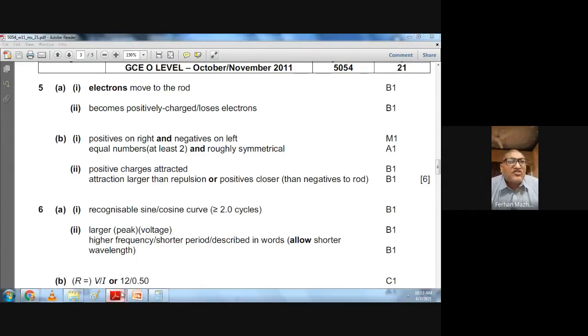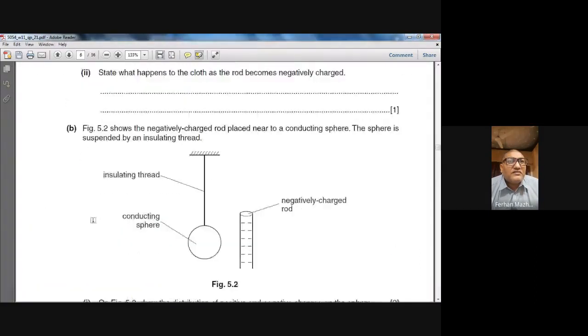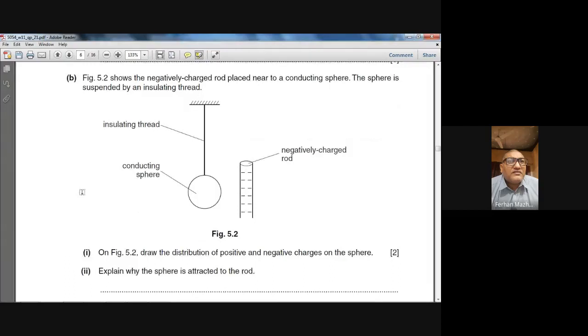So the next question. It says the figure 5.2 shows the negatively charged rod placed near to a conducting sphere. The sphere is suspended by an insulating thread. On the figure 5.2, draw the distribution of the positive and negative charges on the sphere.